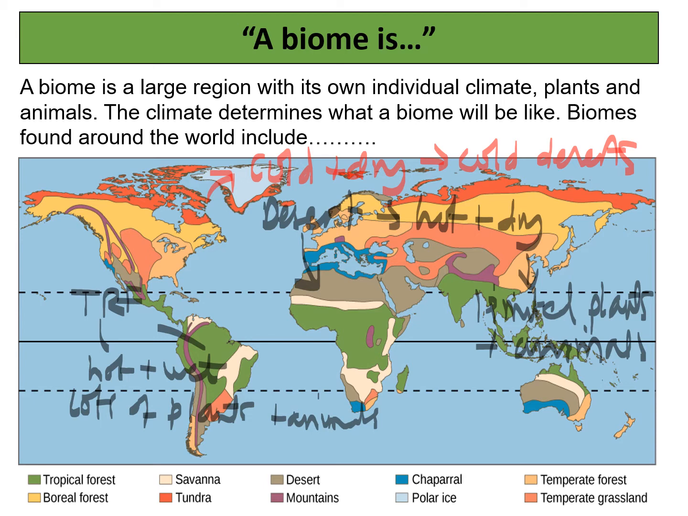And then other examples we have are the tropical savanna. So we can see here the savanna is this like whitey yellowy colour. So this is the savanna.